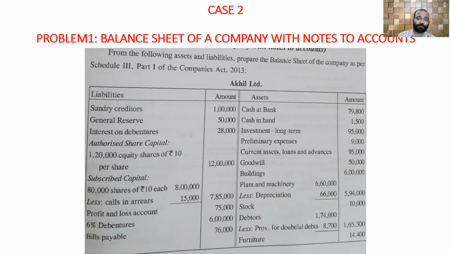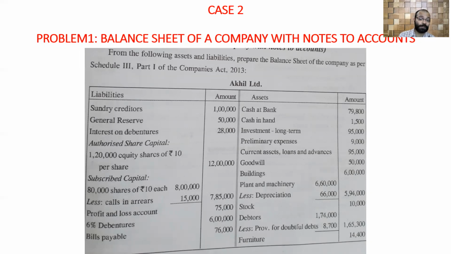Next one is on the asset side, cash at bank 79,800, cash in hand 1,500. Unlike the previous question, here cash in hand and cash at bank are given separately. Till now, we were given cash in hand and bank together, but this question is different. Investment long-term 95,000, preliminary expenses 9,000, current assets, loans and advances 95,000, goodwill 50,000, building 6 lakhs, plant and machinery 6,60,000, less depreciation 66,000, that is 10% depreciation. So it will be 5,95,000, which is 94,000, the balancing figure.